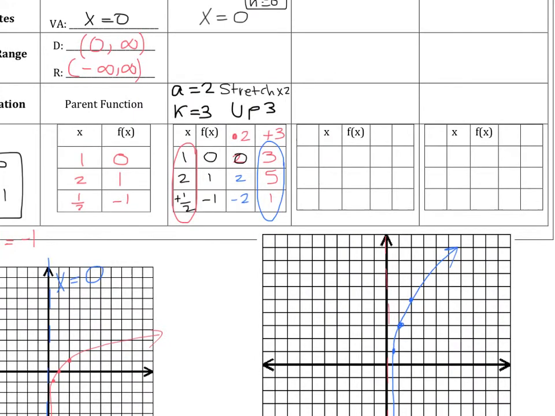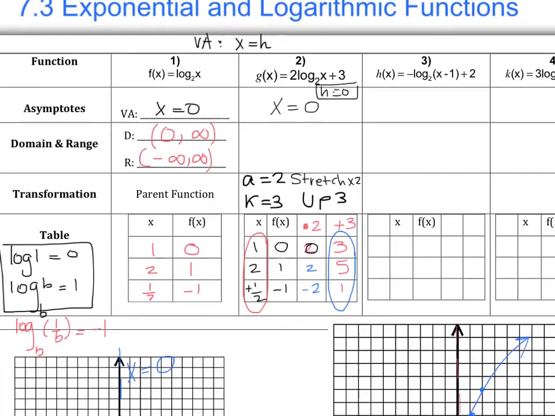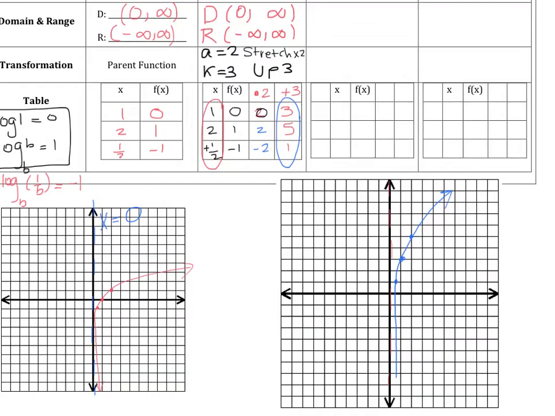Now let's move on to the domain and range. Now the domain is going to be the same thing. It's going to be from the asymptote all the way to infinity. So the asymptote in this case is 0, and the range is also going to be from negative infinity to infinity. So let's double check that. My graph does not go beyond the vertical asymptote, so yes, it's from 0 all the way to plus infinity. The range is from bottom to top, so yes, it's from negative infinity to infinity.